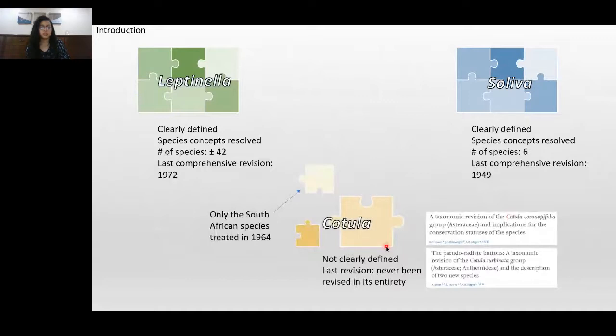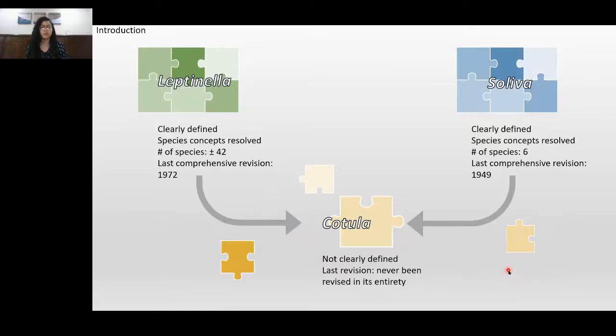And looking at Cotula, Cotula is not clearly defined. It's never been revised in its entirety, but there was a treatment of the South African species in 1964. Since then, two comprehensive revisions have been done, on two informal groupings that consist of about seven species each. The first was in 2014 on the Cotula coronopifolia group, and the second was on the Cotula turbinata group in 2019. So as Cotula is not clearly defined, and Leptinella and Soliva are, if a new species comes along and it lacks the characters that Leptinella and Soliva have, it would be placed in the Cotula genus.